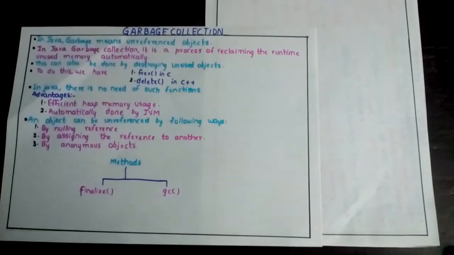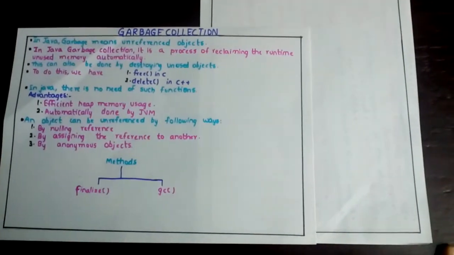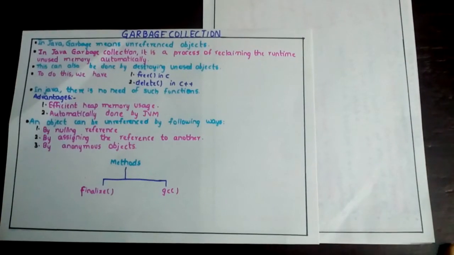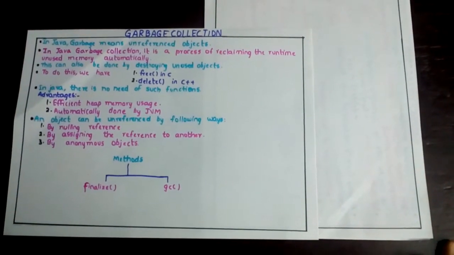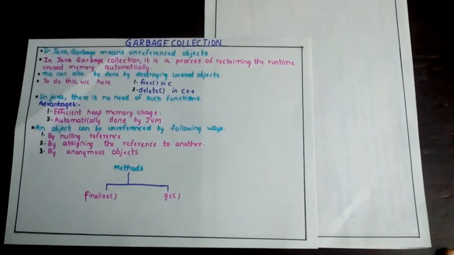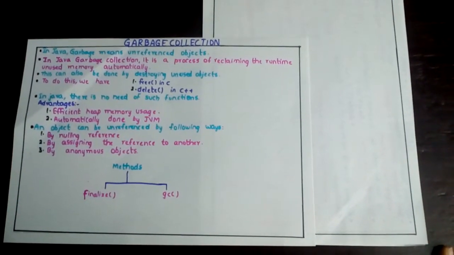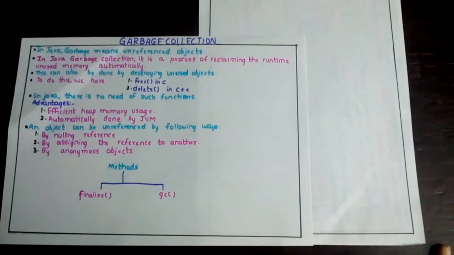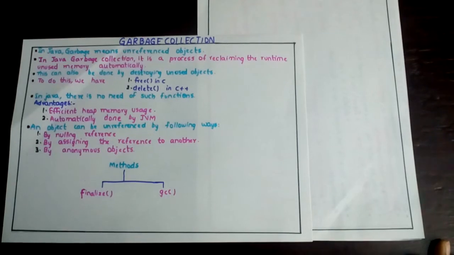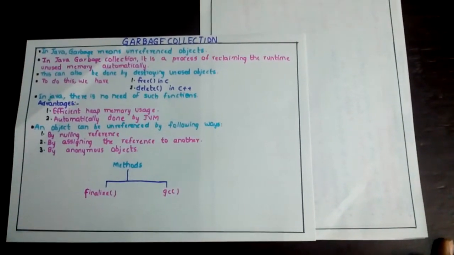To do this, we have specific functions in different programming languages. For example, in C we have the free function and in C++ we have the delete function. And in Java there is no need for such functions. There are many advantages of garbage collection and here are some of them. Efficient heap memory use: whenever we run any programs we have to use only the heap memory to store the data or values, and this is done automatically by the JVM, so there is no extra effort needed from the programmer.